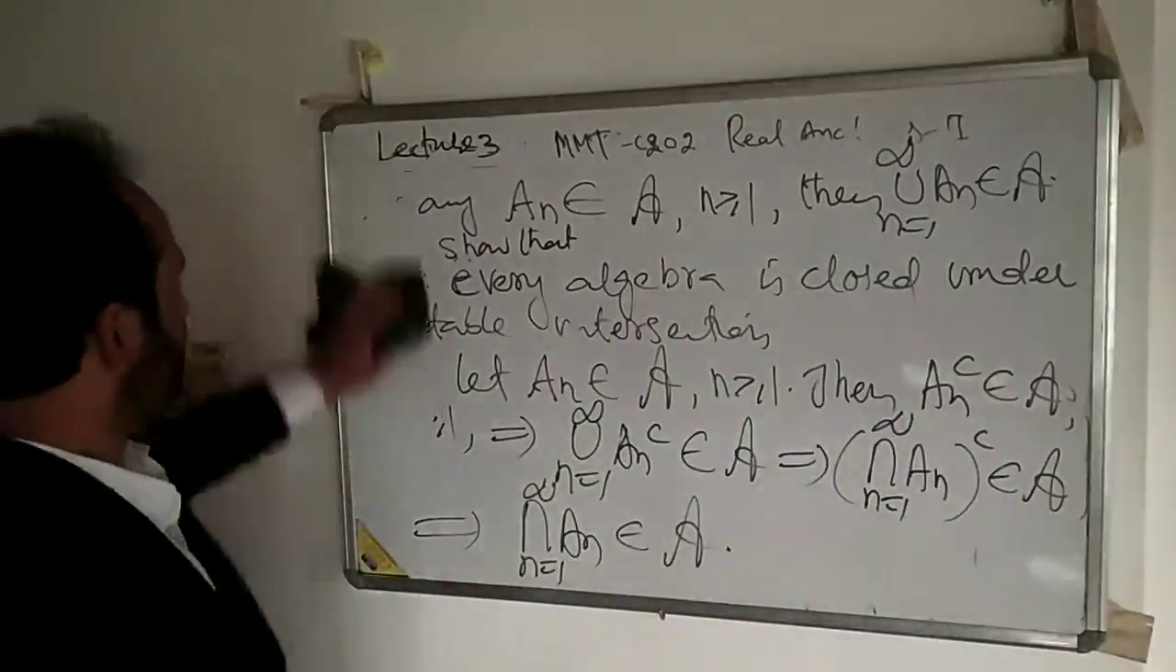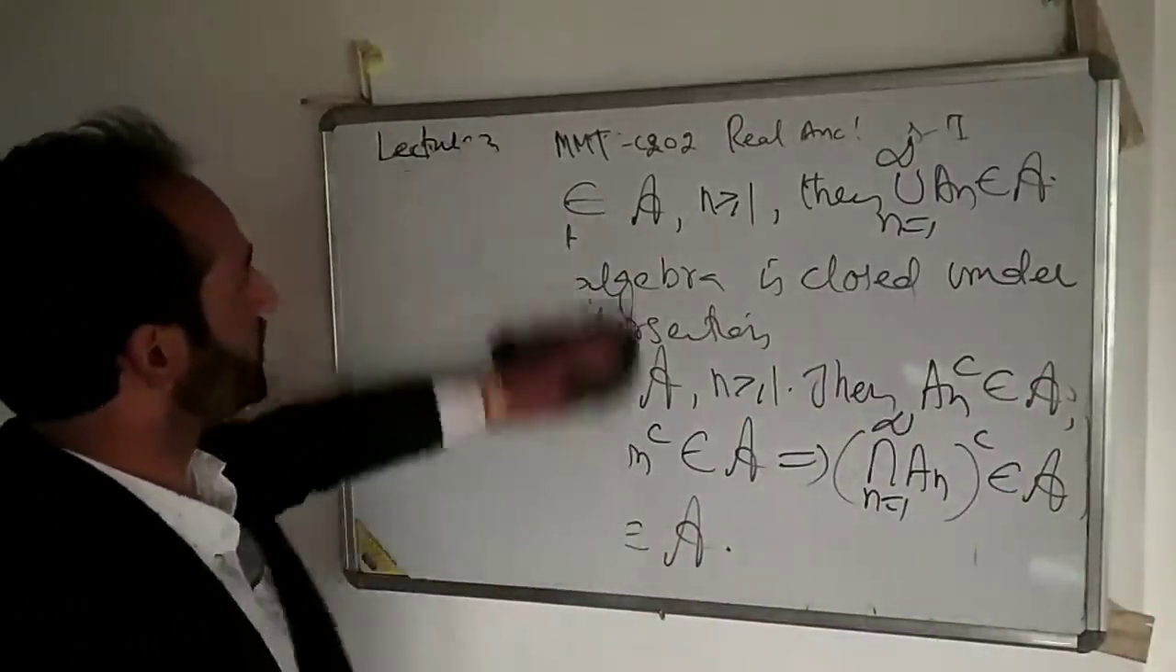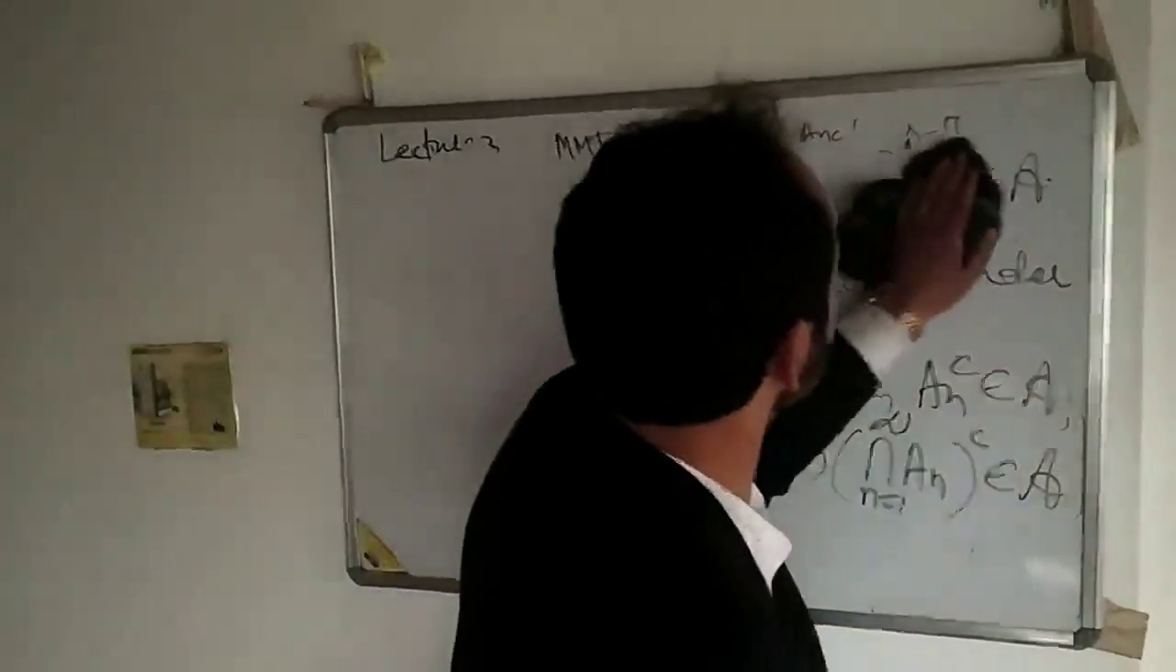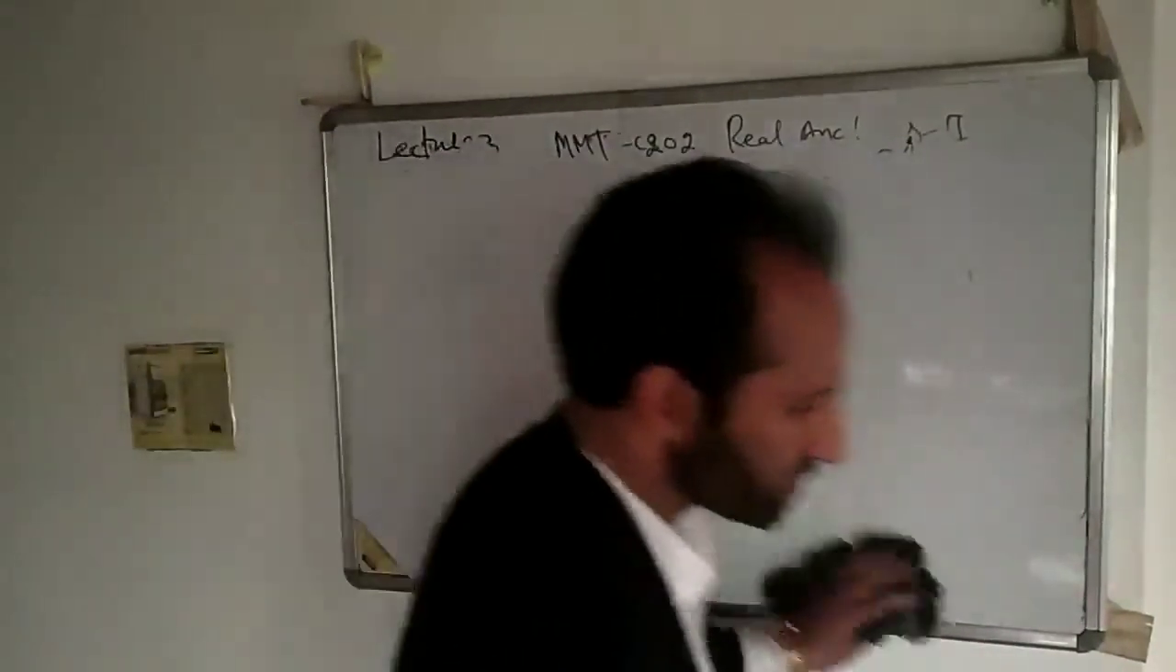So every algebra is closed under countable intersection. It is closed under countable union. Every sigma algebra is closed under countable union and closed under countable intersection. So next we have a theorem which is very simple.